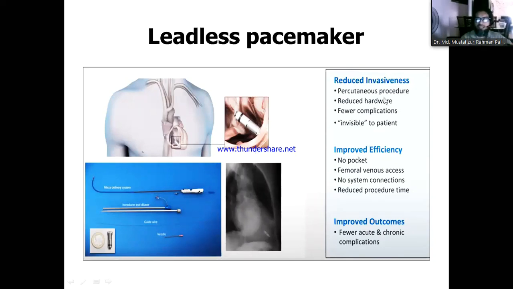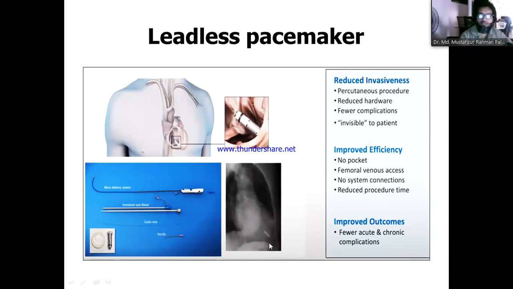So the percutaneous procedure reduces hardware: no need of any generator, no need of any pocket, no need of any leads. So it is invisible to the patients. The complication rate is very low, but there are some disadvantages also, because in a leadless pacemaker there is no extraction system.